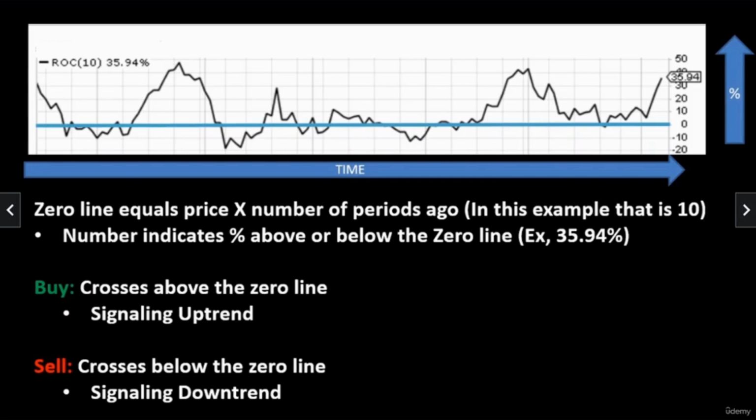So the signals that you want to be watching for, and where it makes it visually appealing and easy, is it's a buy signal if it crosses above the 0 line. It's part of signaling an uptrend. So if you look at Tesla here, you can see it crosses below and above the 0 line a couple times, but mostly it stays above that 0 line. So if it crosses above the 0 line, it's an uptrend signal, and it's a buy signal. You'd sell if it crosses below the 0 line. So that's basically signaling a downtrend.